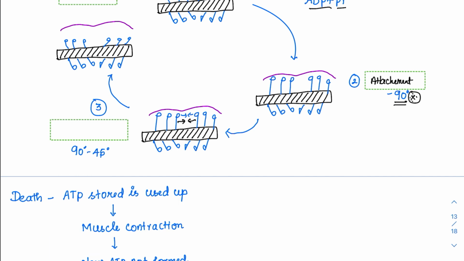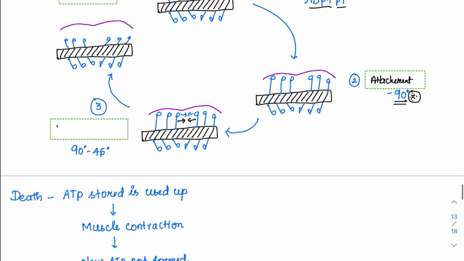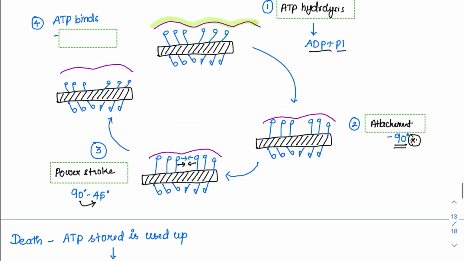Both sides are pulling, so there will be a muscle contraction. This third event is called the power stroke. From 90 degrees, it goes to 45 degrees. Then comes the fourth part.